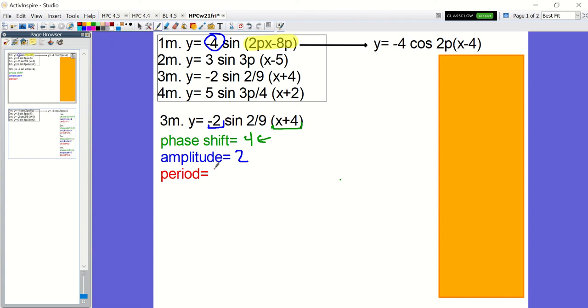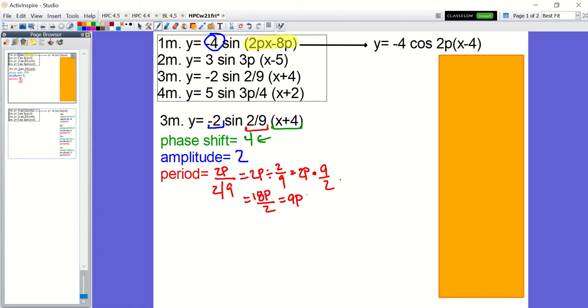Period, the way you calculate it is 2 pi, as you're always on your numerator, no matter what. That's fixed, no matter what the problem is. And then you put the 2 over 9 on bottom. I'm going to rewrite this as 2 pi divided by 2 over 9, which turns into 2 pi times 9 over 2, which gives you 18 pi over 2, which is 9 pi. Okay, 9 pi.